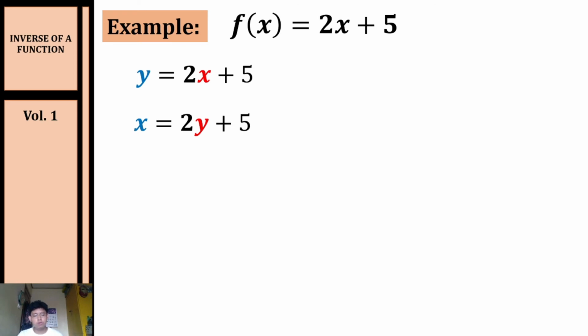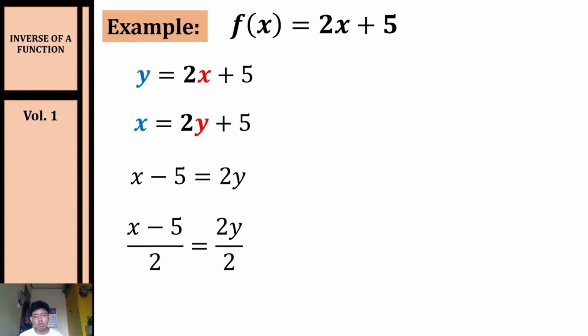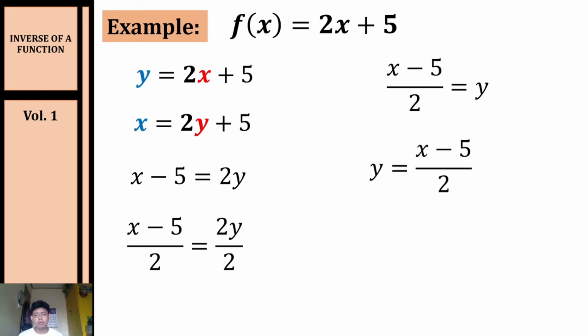So let's transpose positive 5 to the other side of the equation. We will have x minus 5 is equal to 2y. Then let's divide both sides by 2. We will have x minus 5 all over 2 is equal to y. So let's apply symmetric property so that we interchange their position. We will have y is equal to x minus 5 all over 2. Now that y is isolated, we can now change it to its inverse function notation. So our final answer will be the inverse of f of x is equal to x minus 5 all over 2. Alright, let's have another example.